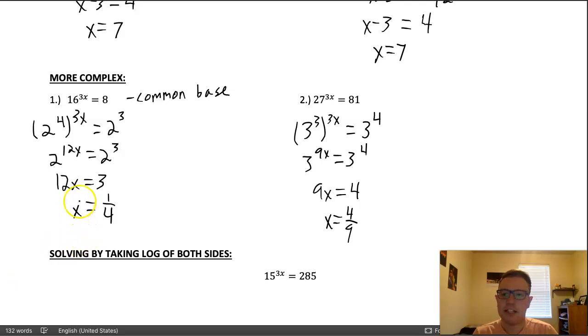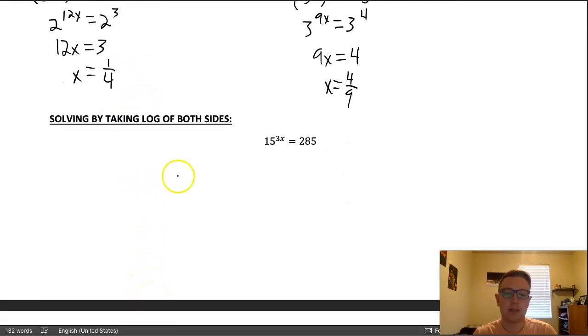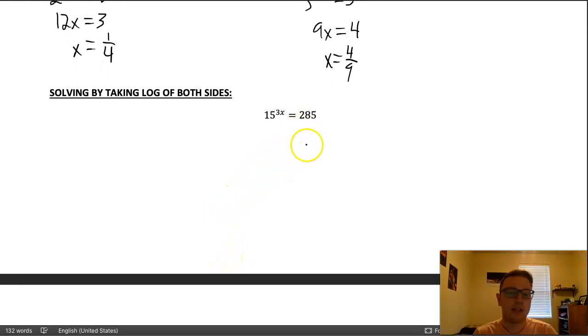All right, so that's the basis of solving exponential equations using the common base. How about when we solve by taking the log of both sides? Let's say we have 15 to the 3x is equal to 285. How would we solve this? Well, there's two methods to use depending on which one you're more comfortable with. The first method is going to be taking the log of the base.